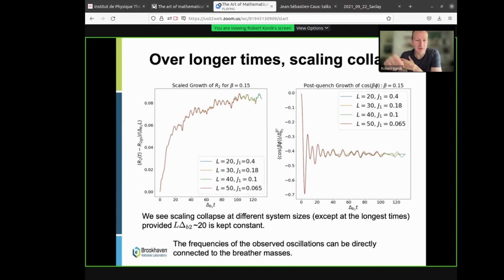There's a couple of things you can note about the structure of the growth of both the order parameter and the Renyi entropy post quench. You see that there's some set of oscillations, and you can relate these oscillations directly to the various breather masses. For this particular value of beta, which again corresponds to a very large K, there are, I think, 86 breathers in the problem, but really only the first four or five matter to the dynamics. And because the quench is even, it's only the even breathers that get excited.